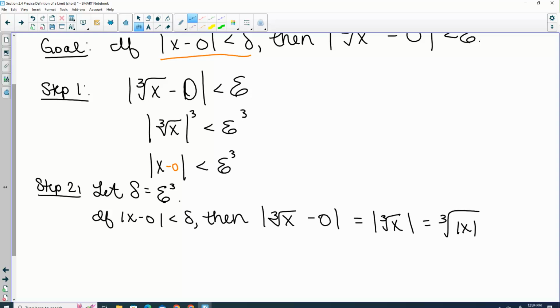So this has to be less than the cube root of delta. So I got my less than that I needed. But at the beginning, we said delta was going to be epsilon cubed. So that's equal to the cube root of epsilon cubed, which is epsilon. So I got my less than, and I got my epsilon.